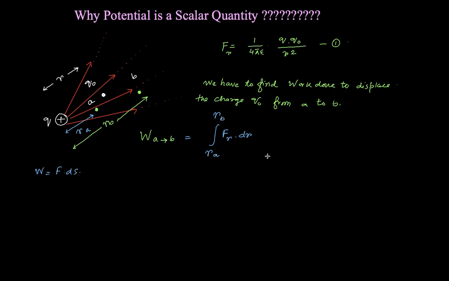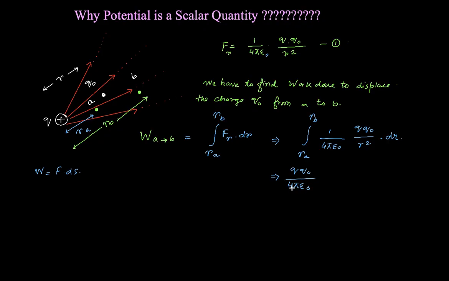Now we can integrate it. If you put the value of F(r), it is the integral from r_A to r_B of 1 by 4 pi epsilon naught if it is in the air, and if it is in the medium, then 1 by 4 pi epsilon_m, q q naught by r square dr. Now what are the constant terms? That is q naught, and 4 pi epsilon naught is also a constant term.